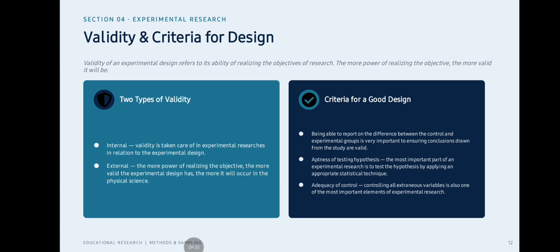Criteria for a good design. Being able to report on the differences between the control and experimental groups is very important to ensuring conclusions drawn from the study are valid. Aptness in testing hypothesis: the most important part of an experimental research is to test a hypothesis by applying an appropriate statistical technique. Adequacy of control: controlling all extraneous variables is also one of the most important elements of experimental research.